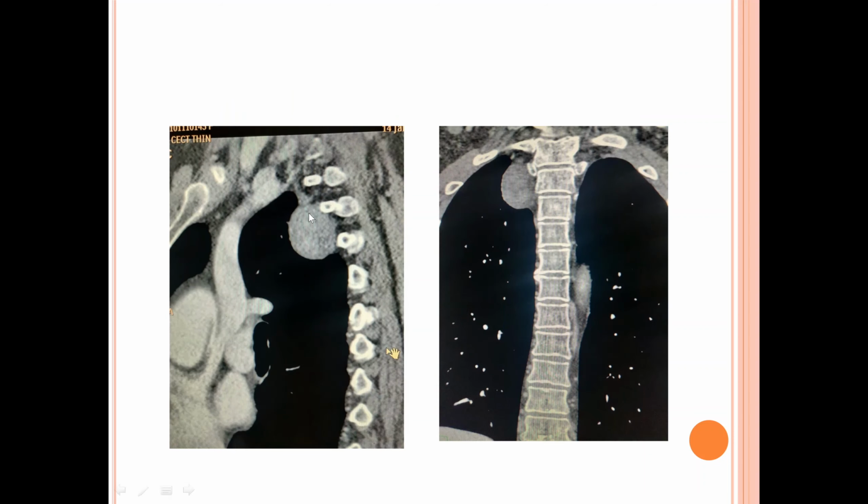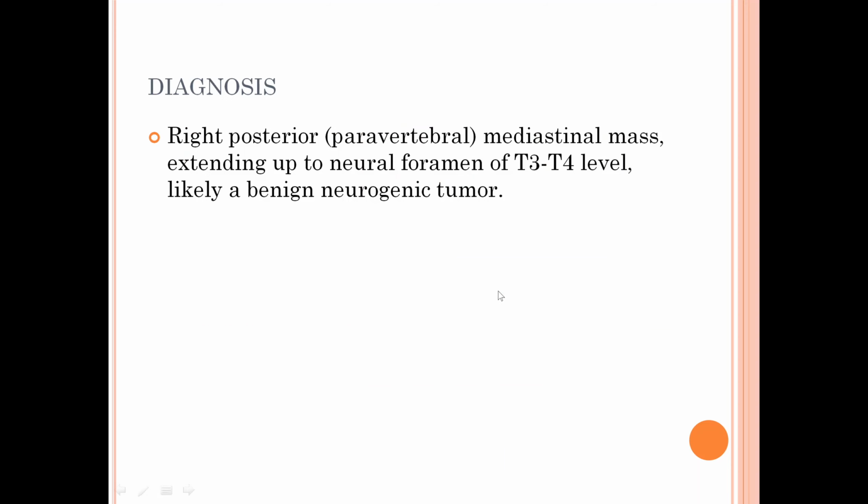These are the sagittal reformatted images. Here we can see that this mass lesion is in continuity with the neural foramina. It's going within the neural foramina between these two vertebrae. And here also we can see the right paravertebral location of the mass, at the level of D3, D4, similar findings are seen. So diagnosis is right posterior paravertebral mediastinal mass which is extending up to the neural foramina of T3, T4 level. So based on these findings, the diagnosis of benign neurogenic tumor was kept.